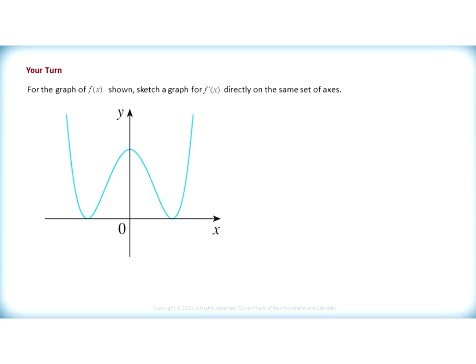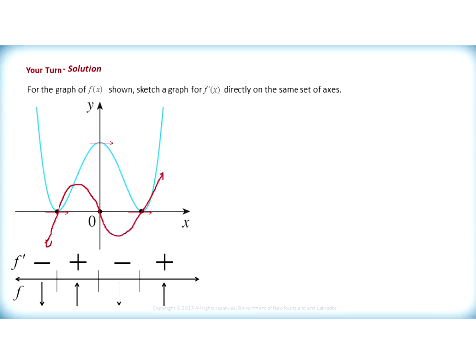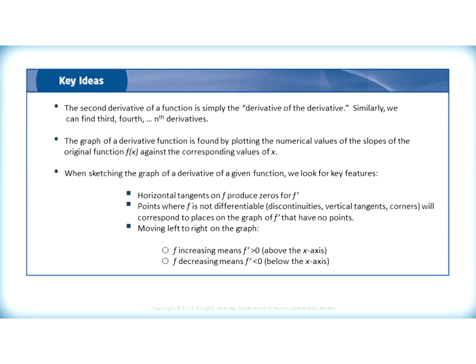Alrighty, let's roll along. Here's the your-turn question. All you have to do here is sketch the graph of f prime of x directly on the same set of axes. And there's the solution that's given for you, and I actually included with the solution a number line down here, which will help you out a little bit if you want to remember how we compare f prime and f as such. And then we'll highlight some of the key features of things that we saw here today.